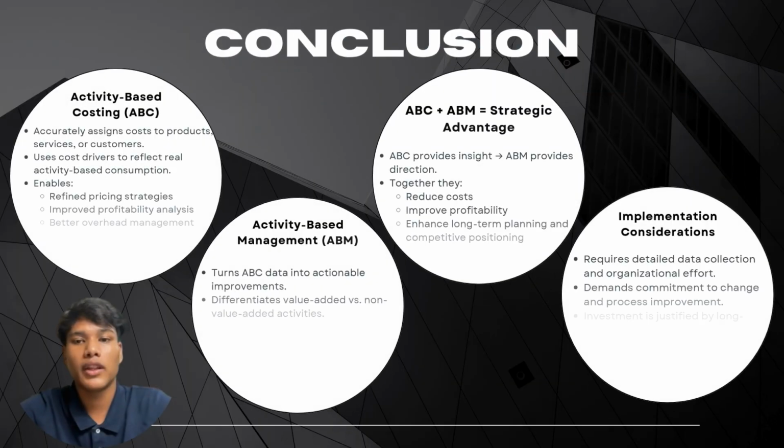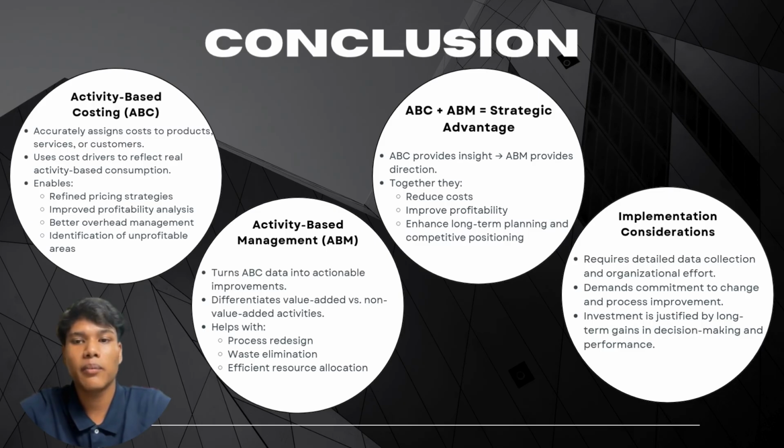To wrap up, activity-based costing, ABC, and activity-based management, ABM, are two powerful, complementary tools that enable organizations to gain a deeper understanding of their cost structures and operational efficiency. ABC focuses on accurately assigning costs to products, services, or customers based on actual activities performed. Using cost drivers to reflect real consumption, this results in more precise cost information, allowing companies to identify profitable areas, refine pricing strategies, and better manage overhead expenses.